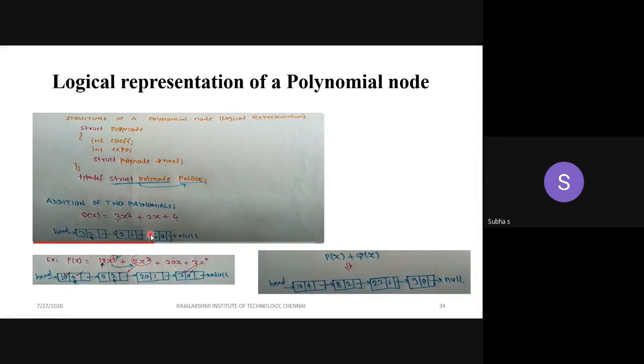Assume that there is no 6x power 0 here. Now imagine you are having only 3x square plus 2x. That's all. Now what will happen? This pointer will point to the next field. There is no more field.